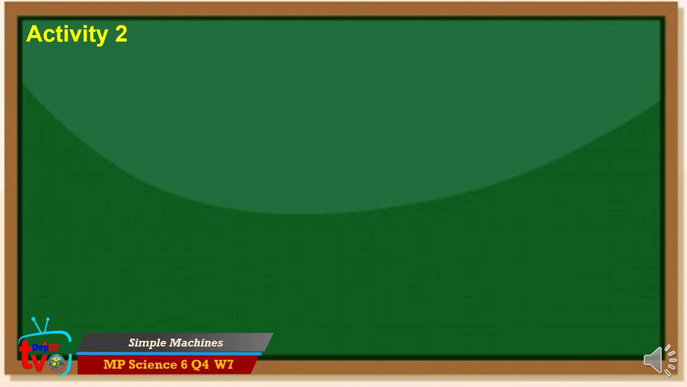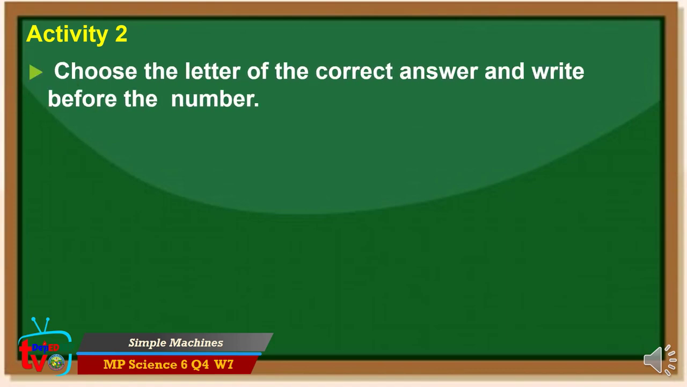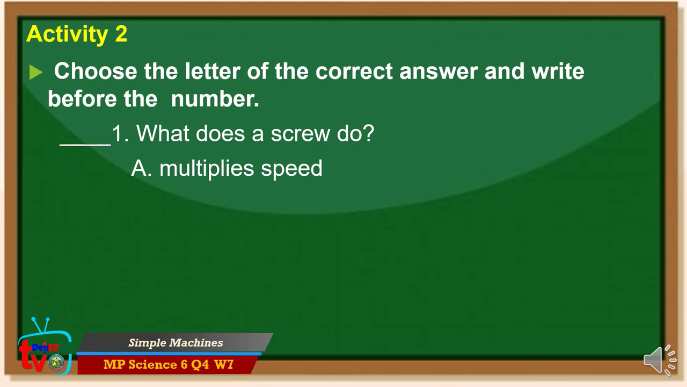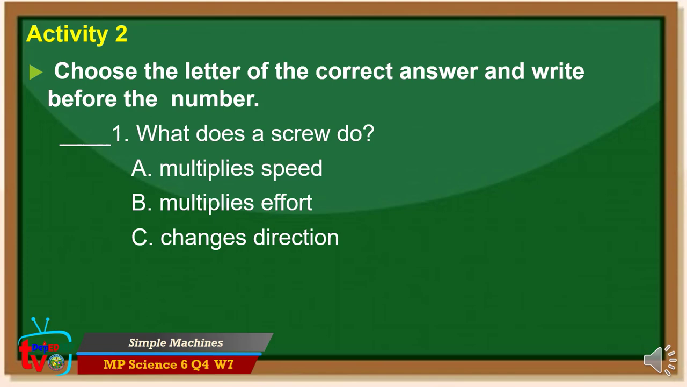We will go now with Activity 2. You're going to choose the letter of the correct answer and write it before the number. Number 1, what does a screw do? The answer is... A. Multiply speed. B. Multiplies effort. C. Multiplies direction. D. Changes the place. The answer is D.